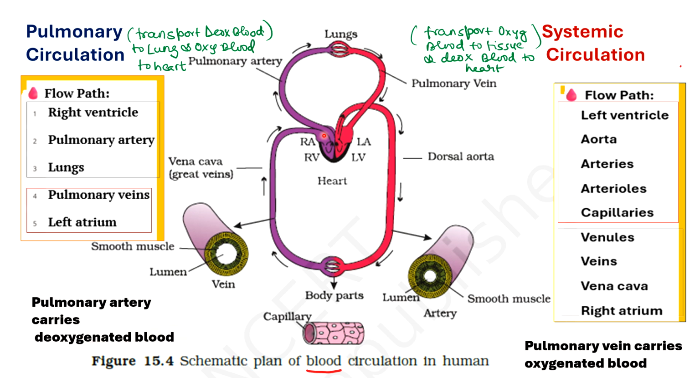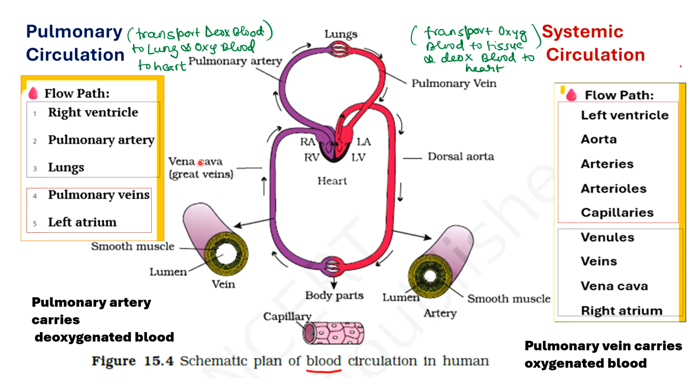Again, an important point: this pulmonary artery carries the deoxygenated blood to which organ? To the lungs. So deoxygenated blood is pumped from the right ventricle to the pulmonary artery, through which it reaches the lungs. In the lungs, the gaseous exchange takes place and oxygenated blood is produced. This oxygenated blood is carried from the lungs through the pulmonary veins.